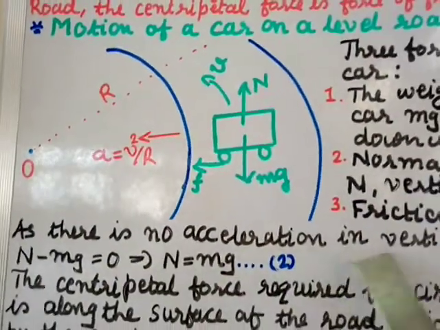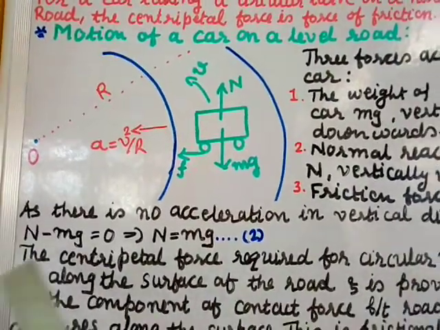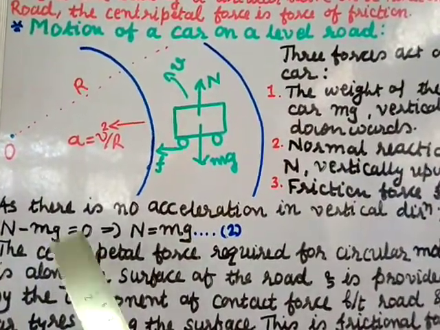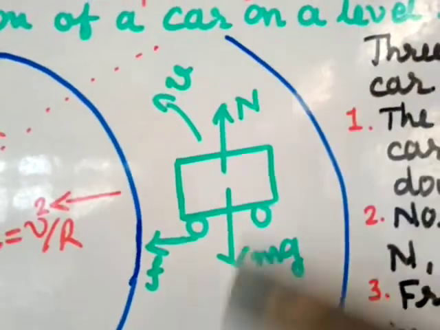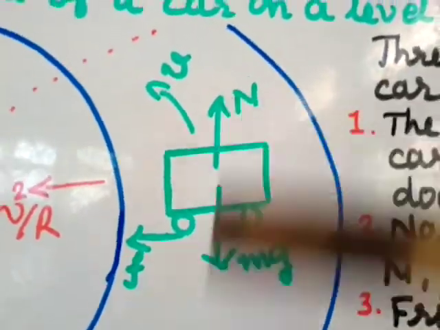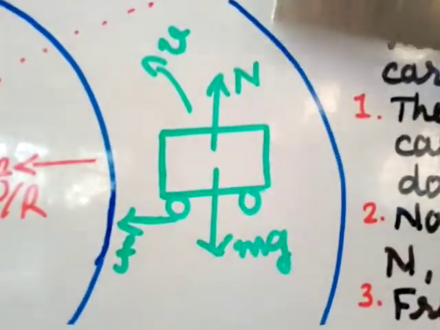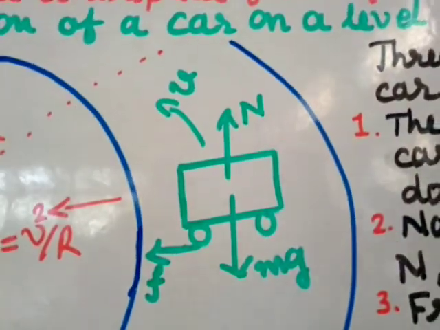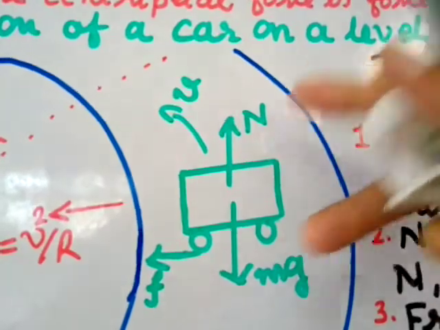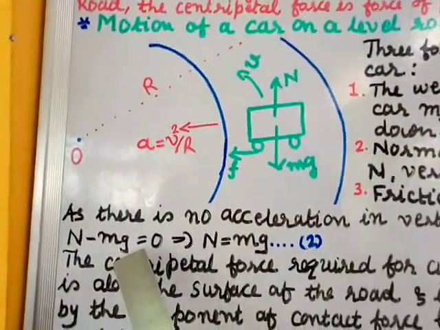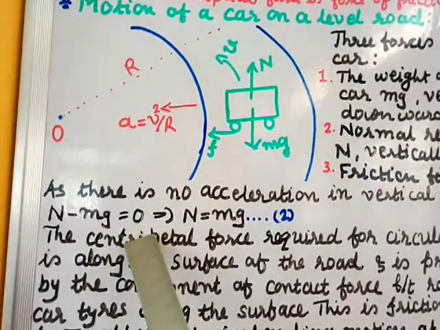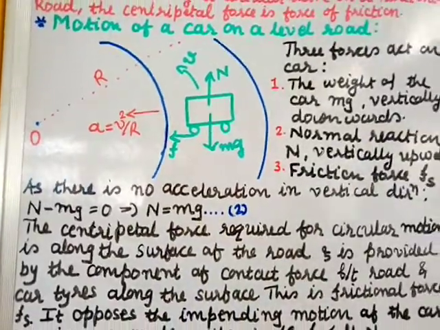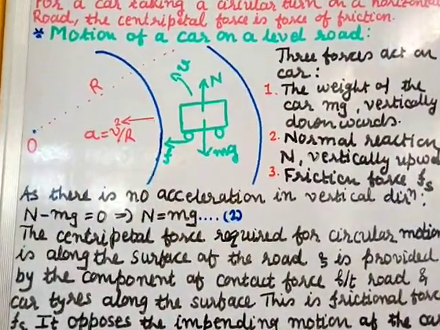As there is no acceleration in the vertical direction, N minus mg equal to 0. Now we know that there is no vertical acceleration, right? The car is moving on a horizontal road, neither upward nor downward. That means these two forces are balancing each other, or you can say the net force of these will be 0. So we have written here N minus mg equal to 0. Transferring mg over here, we get N equal to mg, call this equation 2.